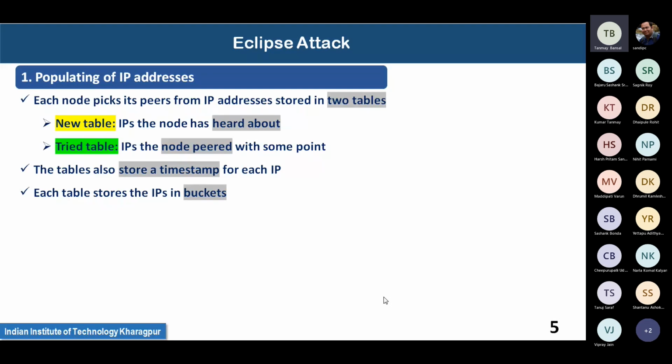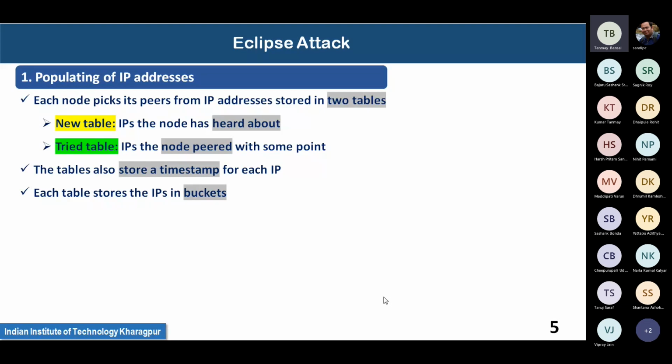So what I was trying to say is that this node, for maintaining the peer-to-peer network, has 2 tables of IP addresses. One is the so-called new table, the other is the tried table. This new table is the one the node has heard about, and as I said, ADDR messages are sent. The tried table is where this node has peered previously, and it also stores a timestamp for each IP, and this stores IPs in buckets.